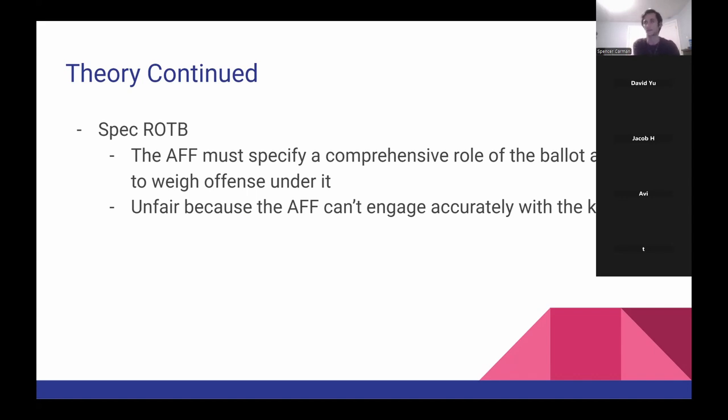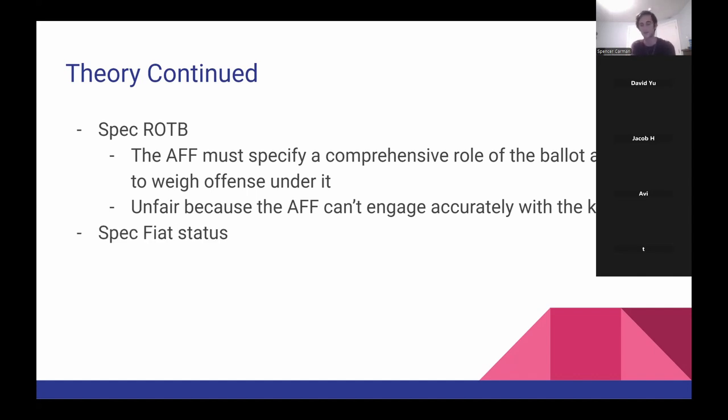Like if you just stood up and talked about how much you support women or something like that, is that embracing or fitting under the role of the ballot? I don't know. So, spec role of the ballot is saying you need to specify and tell us how offense should play out under your role of the ballot, or else, similarly to the vague alt shell, you can just endlessly shift out of things and say that the responses that the affirmative is going to make don't actually apply. Final one is spec fiat status.